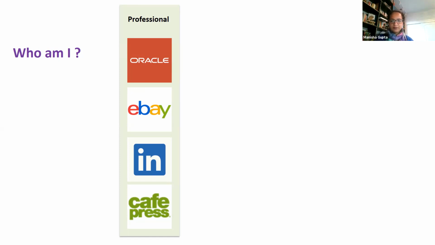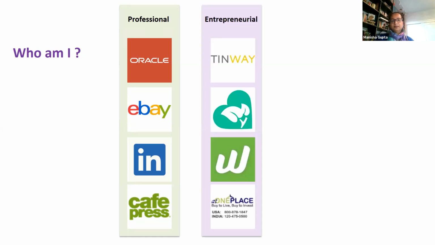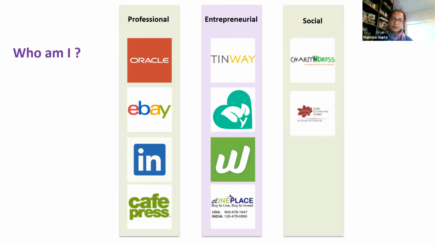Then I joined eBay. I led the global eBay advertising group from a product management perspective, and now recently I'm with Oracle. So that's who I am professionally. From an entrepreneur perspective, I did start a company called At One Place. This was between Cafe Press and LinkedIn. It got acquired. Then I was a co-founder and then eventually became an advisor for Wish Express. This is Hardy Fresh. I'm an advisor here, and Tinway is another startup which is based in India, and I'm on the board there. So that's another thing.